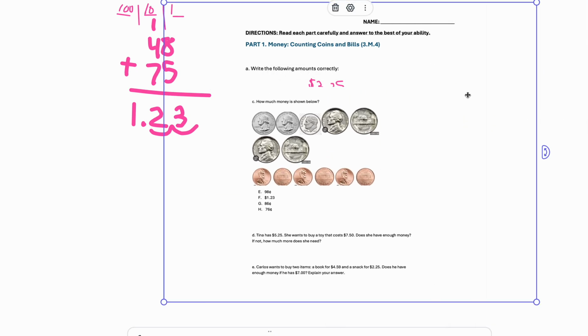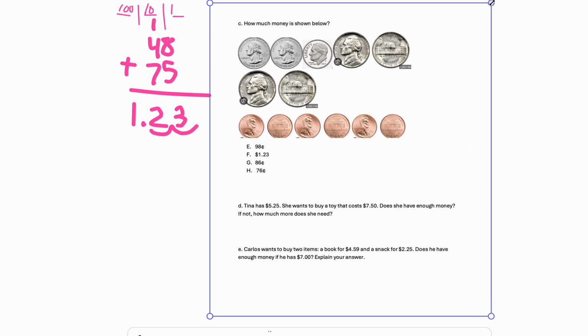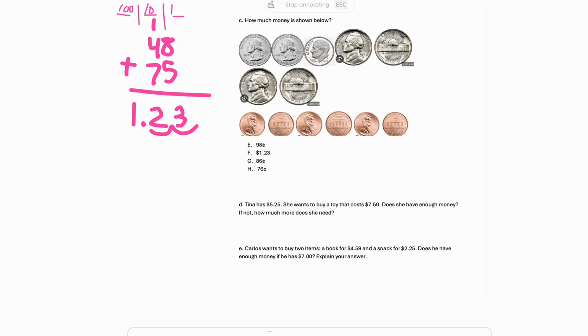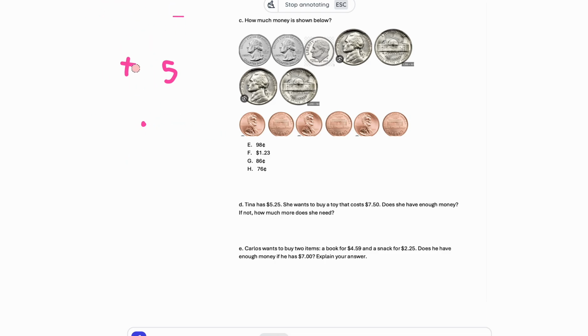This is cool. Okay. It's a little bit confusing. All right. Here we go. Next, we've got another one asking us how much money is shown below. So once again, here I go. I've got my quarters. Miss G's going to go through this one a little faster.